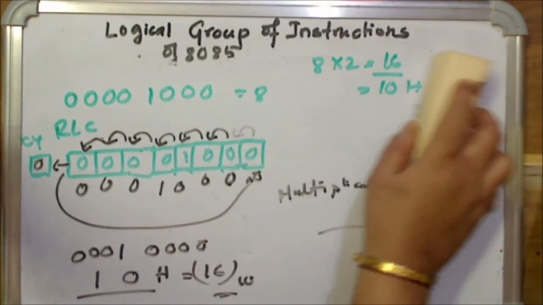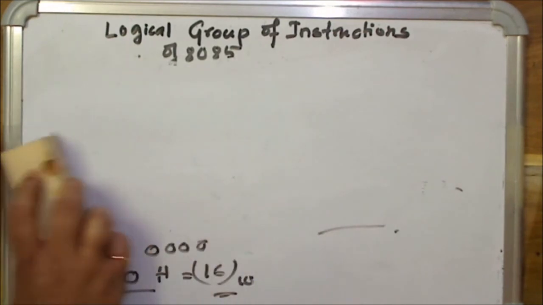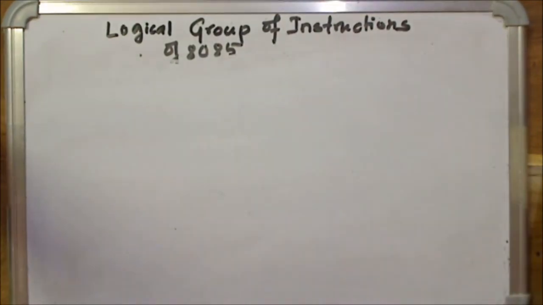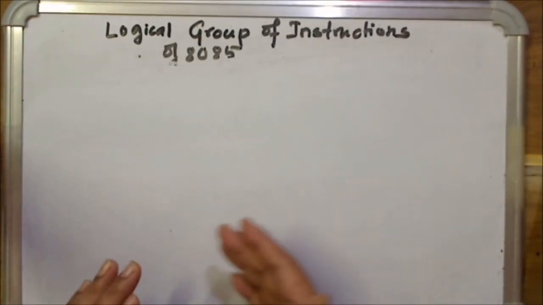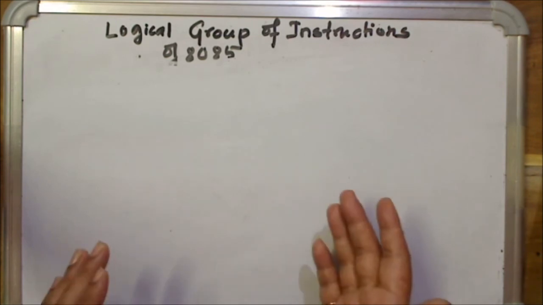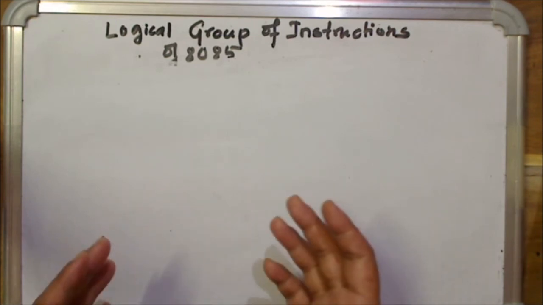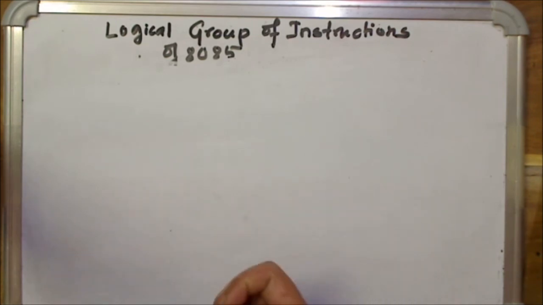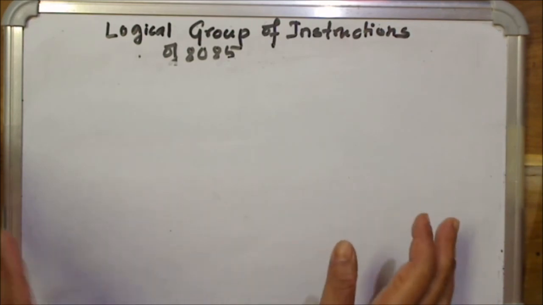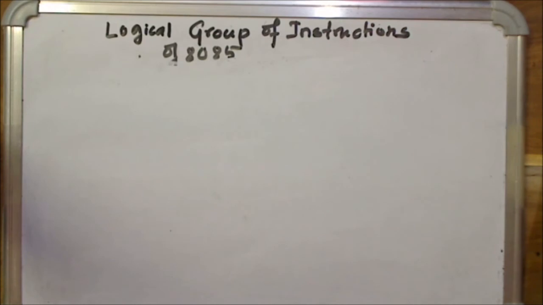I hope all these are clear. If there is any doubt, you can ask. And remember, the more you practice these rotate instructions, the clearer they will get. Take examples from your textbooks and do them by yourself. Then the instructions will become more and more clear to you. Is this okay?